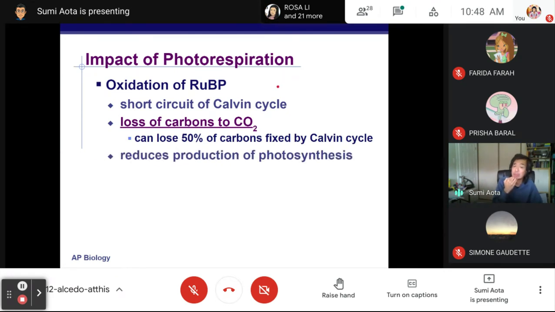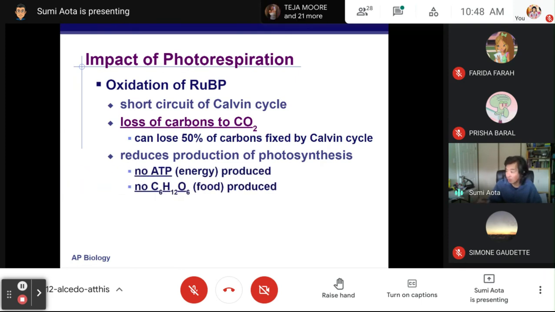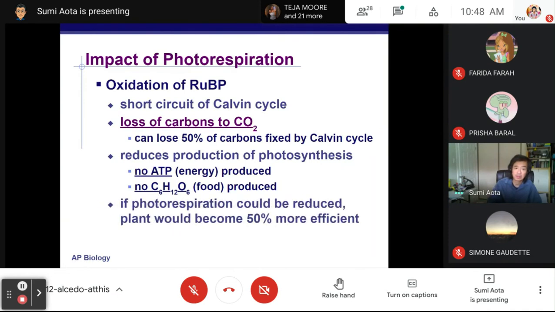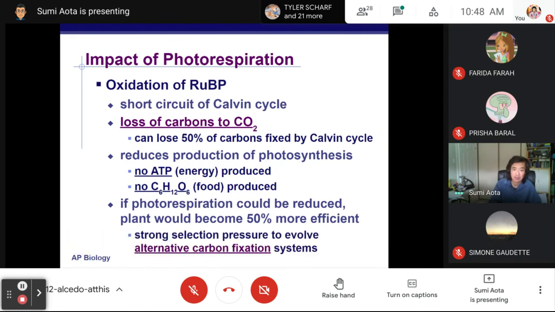So it reduces the products of photosynthesis. There's no energy produced, no food is produced. If you could get rid of or reduce photorespiration, plants would become 50% more efficient. So there's a lot of selection pressure to evolve a different carbon fixing method. We'll talk about that tomorrow, and then we'll do the Gizmo.